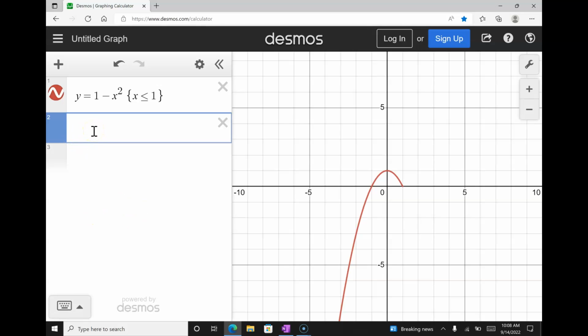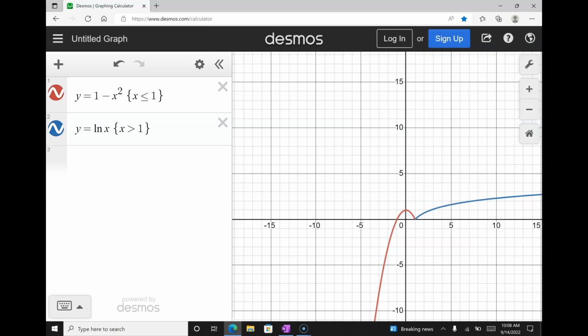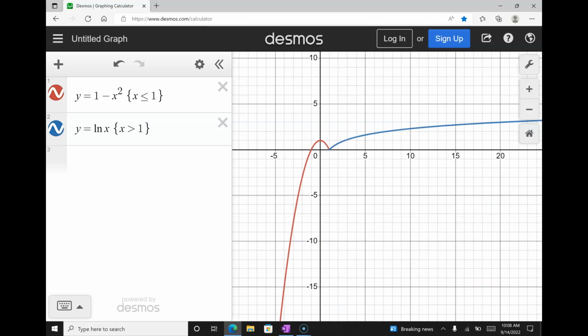My other function was ln of x, and I want that curly bracket for x is greater than 1. Does it look continuous? Does it connect? Yeah. So it's continuous, we know that, but we're going to verify with the definition.